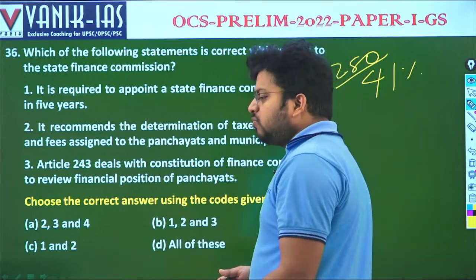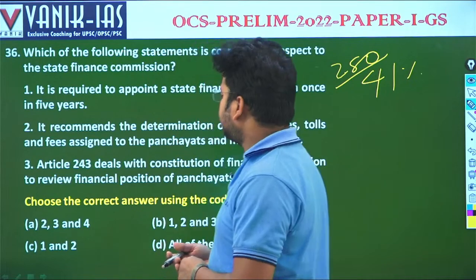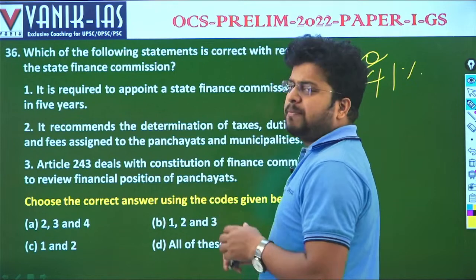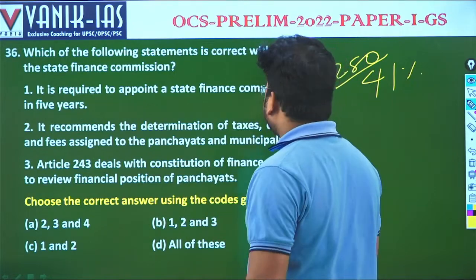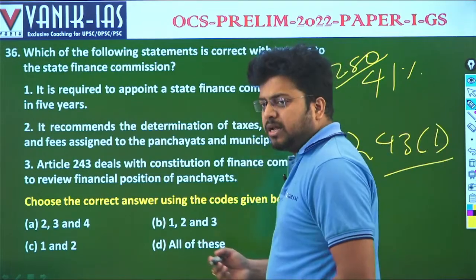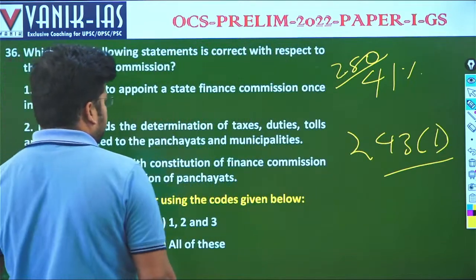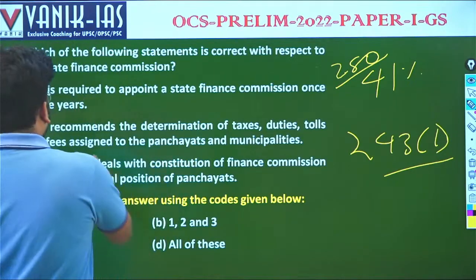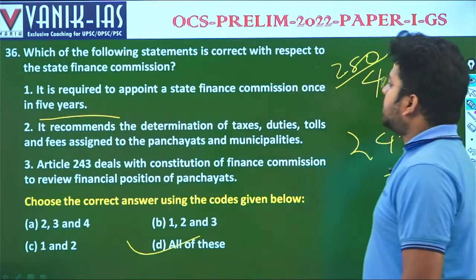Similarly, a particular amount will be given by the state government to the Panchayati Raj system. That will be recommended, not decided, by the Finance Commission. Finance Commission recommendations are not binding on the government. Under Article 243I, the State Finance Commission will recommend the tax devolution from the state government to the Panchayati Raj institutions. So it is required every 5 years? Yes, every 5 years. So all of the above is the answer regarding the State Finance Commission.